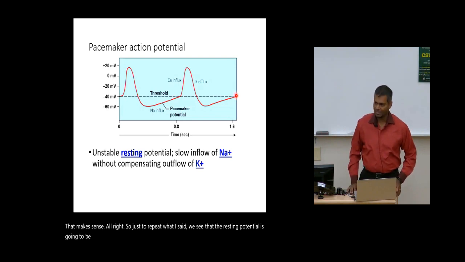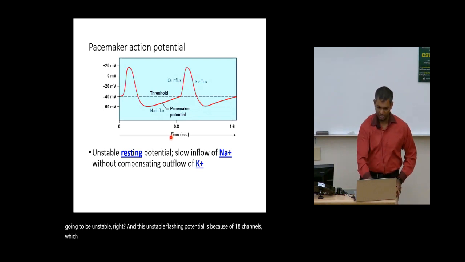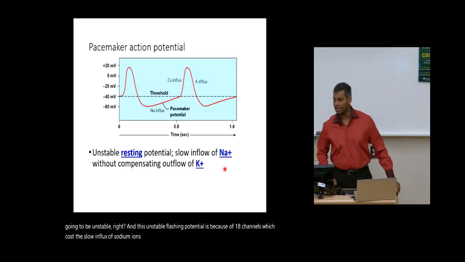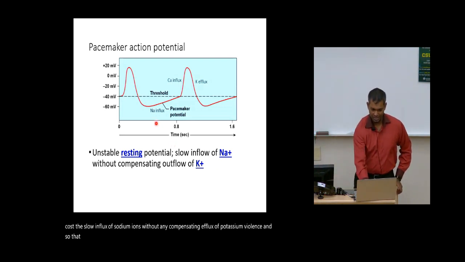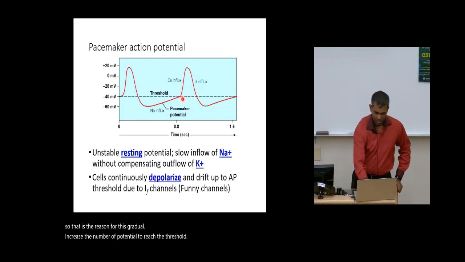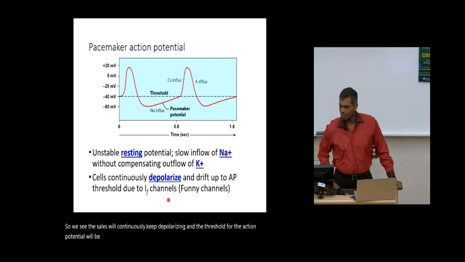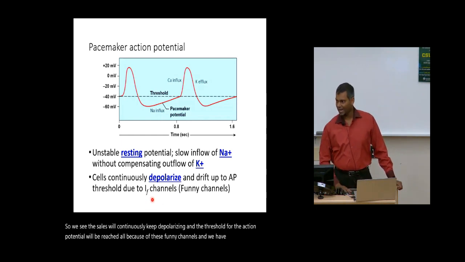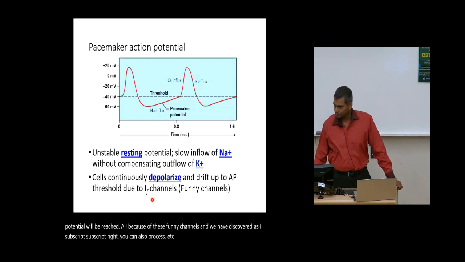Alright, so just to repeat what I said, we see that the resting potential is going to be unstable, right? And this unstable resting potential is because of HCN channels which cause the slow influx of sodium ions without any compensating efflux of potassium ions. And so that is the reason for this gradual increase in membrane potential to reach the threshold. So we see the cells will continuously keep depolarizing, and the threshold for the action potential will be reached, all because of these funny channels. We have described it as I subscript F. We can also call these HCN channels.